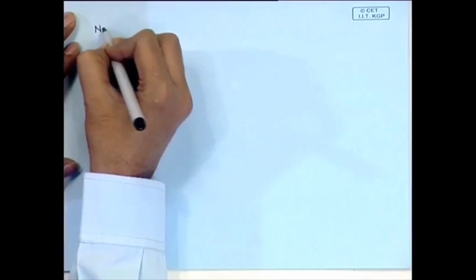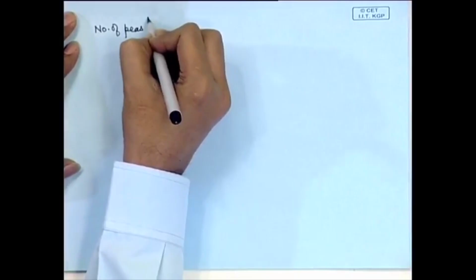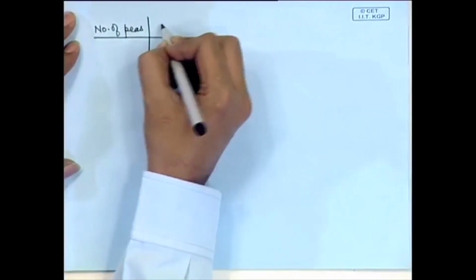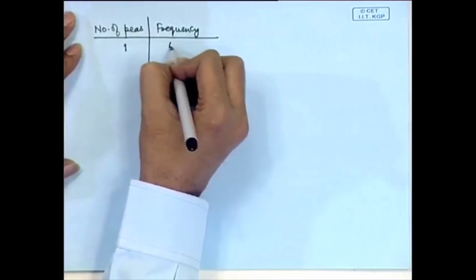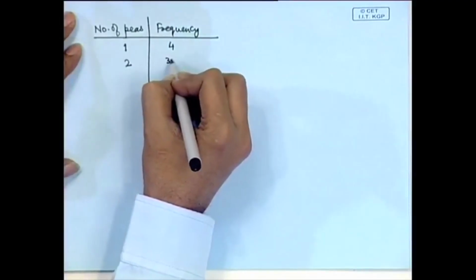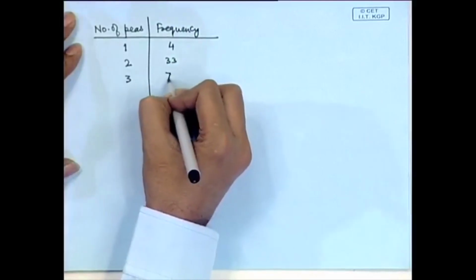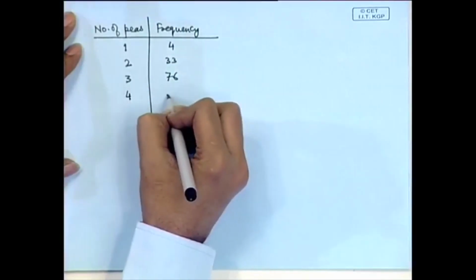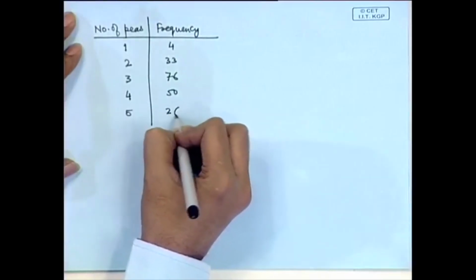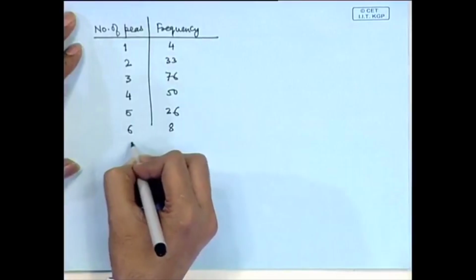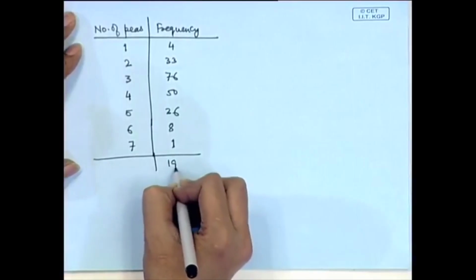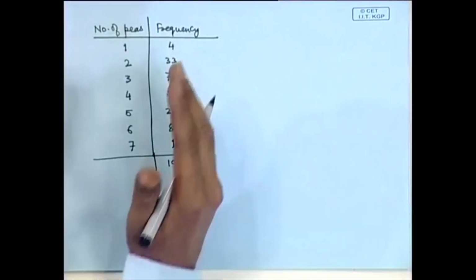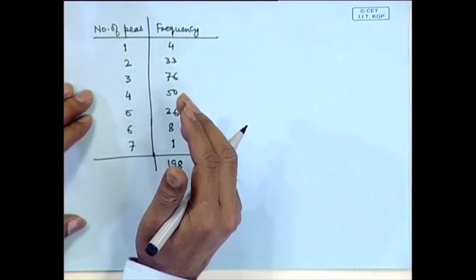so we write here number of peas and here we write frequency, that is how many times each occurrence is there. So, 1 is occurring 4 times, 2 is occurring 33 times, 3 is occurring say 76 times, 4 is occurring 50 times, 5 is occurring 26 times, 6 is occurring 8 times and 7 is occurring once. So, this total sum is 198. This is called basic frequency distribution.